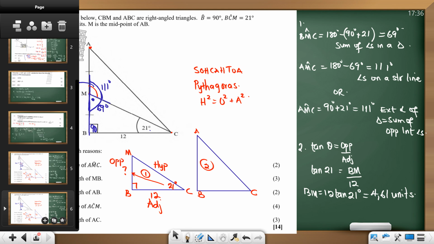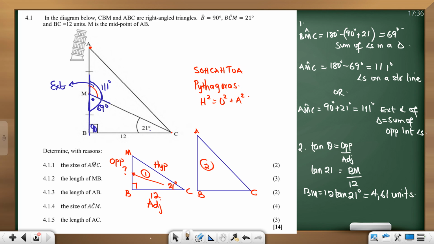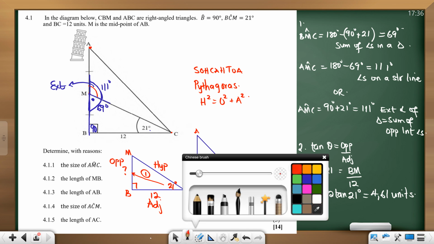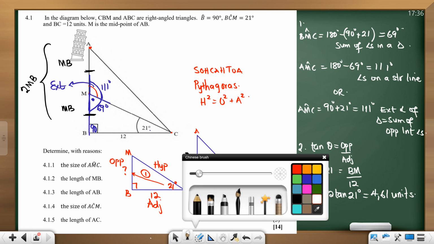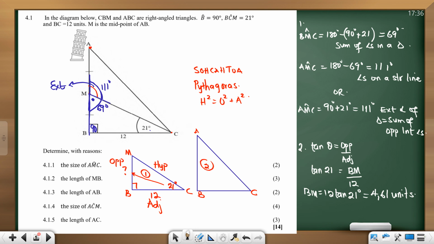Next one is the length of AB. Let's see. The length of AB. Oh, interesting. Are you aware that there's a black line here that tells me that MB is the same as AM? So what is AB? Can I say AB is 2MB? I don't know if that makes sense. Because if this is MB, and this is also equal to MB, so MB plus MB is 2MB. Oh, that's a free mark there. That is a good free mark for us.